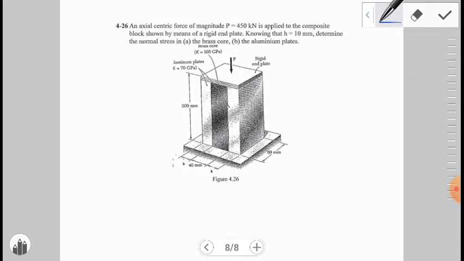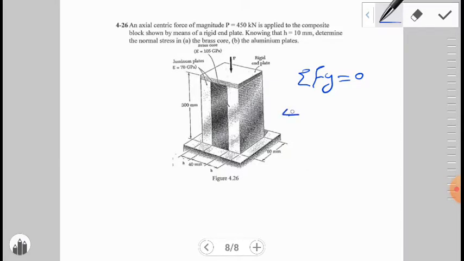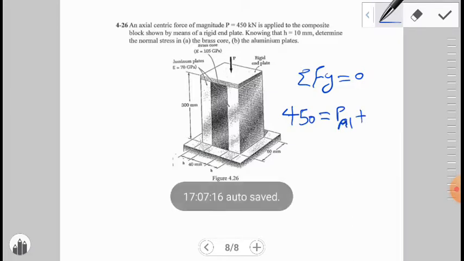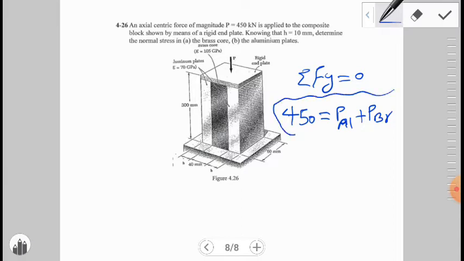Again, we can write the first equation based on the equation of equilibrium. Sigma Fy is equal to 0. We can say, for example, total P is 450 kilonewton. 450 is equal to P aluminium plus P brass. This is equation number 1.